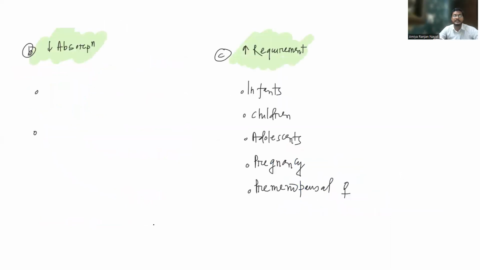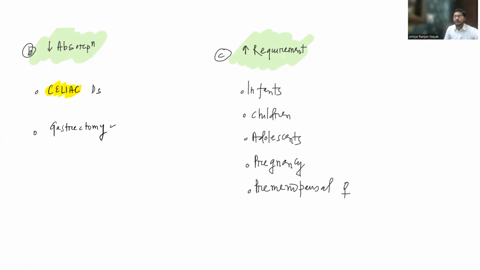Now coming to the second subgroup, what are the conditions which can cause reduced absorption? The important one is celiac disease. This we'll discuss in the GI pathology section. Celiac disease is a condition which affects the proximal small intestine, and we know that iron is absorbed in the duodenum, that is in the proximal small intestine. So that is why patients with celiac disease are prone to develop iron deficiency because of decreased absorption. Apart from that, if the patient has undergone gastrectomy, there will also be defective absorption.